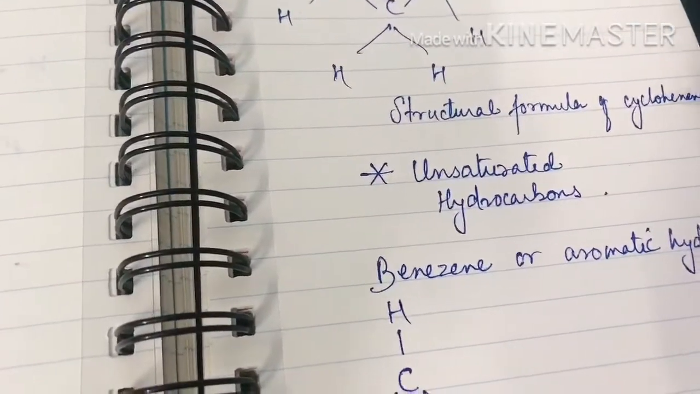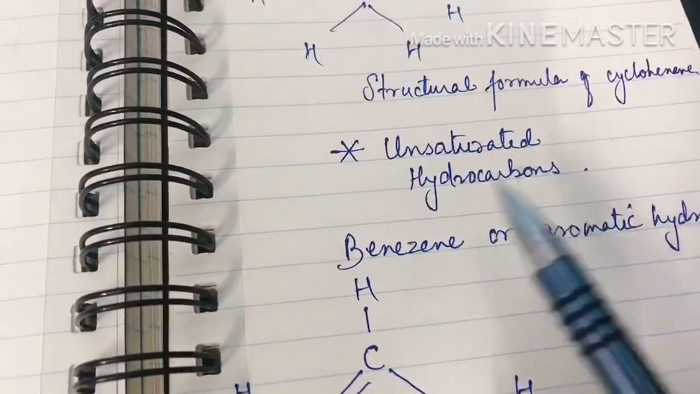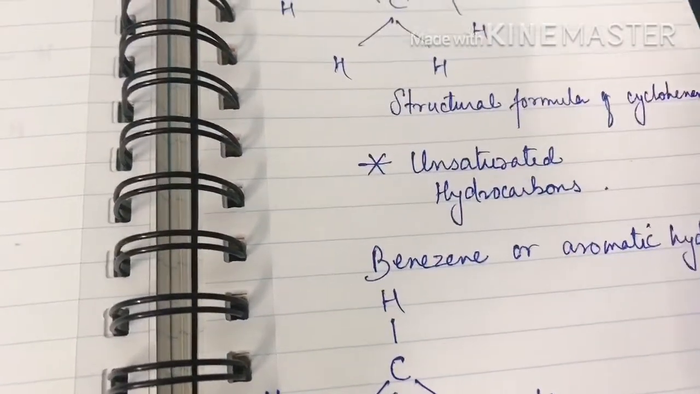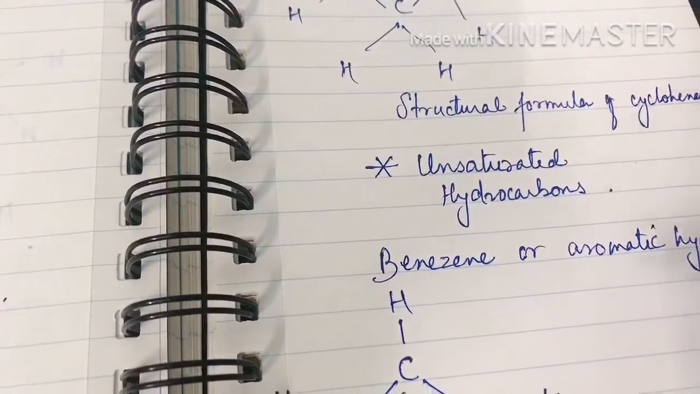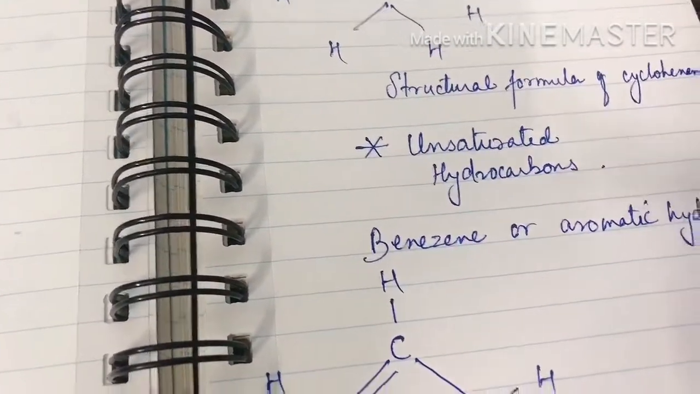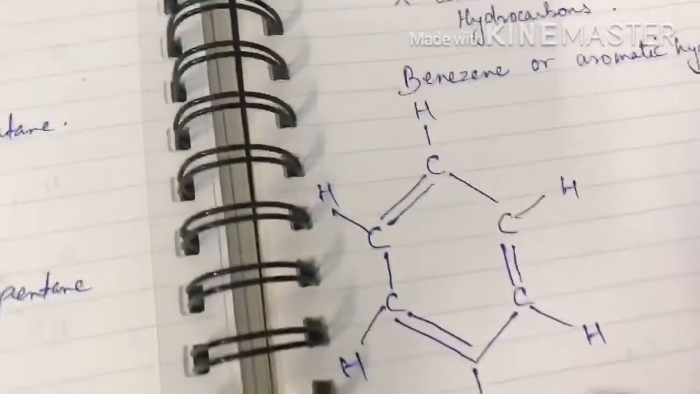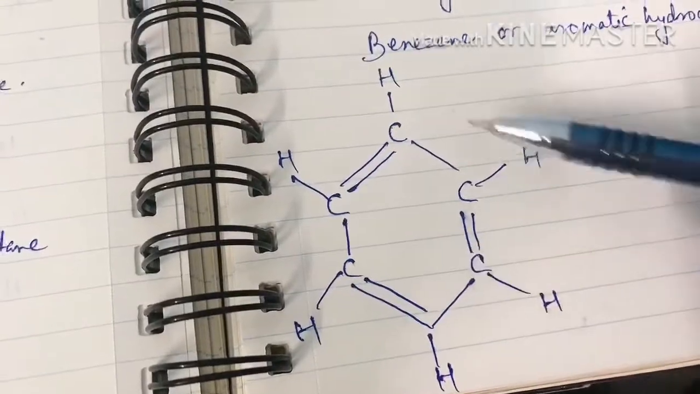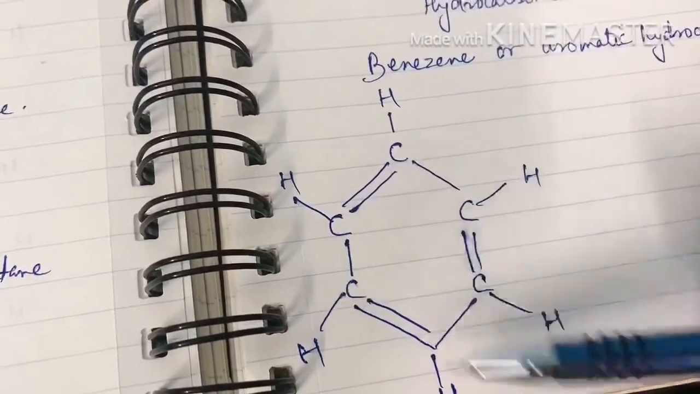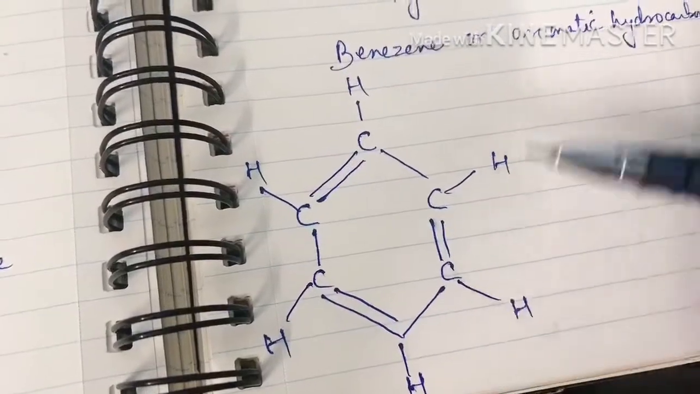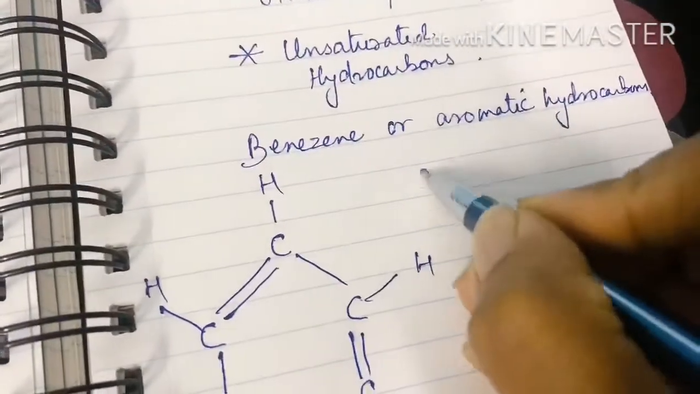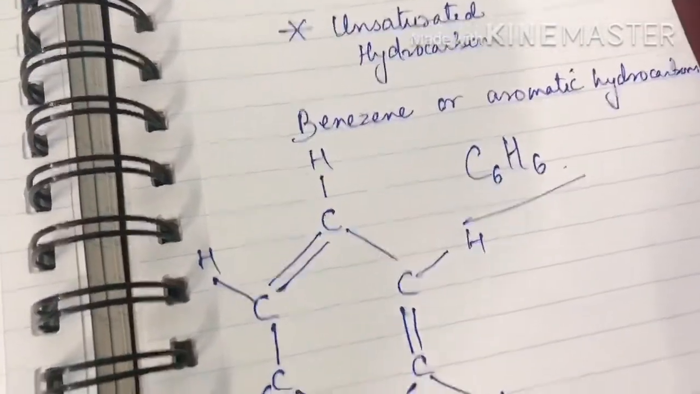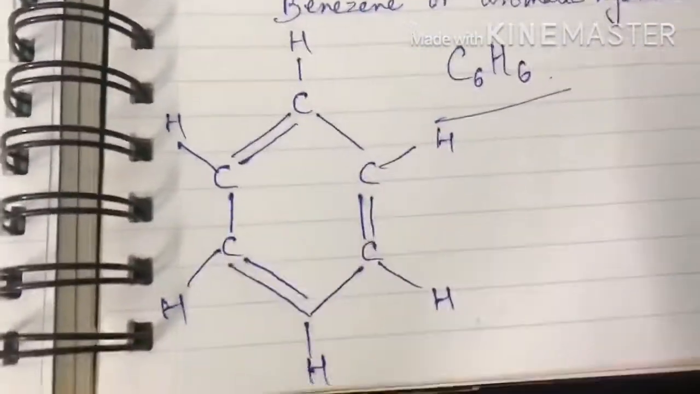Right? This one, see students, I'm talking about unsaturated hydrocarbons. Just like alkenes have double bonds, in the same way here also we will have double bonds. Everybody is familiar with the benzene ring. Here you see we have 3 double bonds in alternate positions, and they are associated with hydrogen, and the formula of benzene is C6H6. So if anyone asks you about benzene, you will say C6H6.